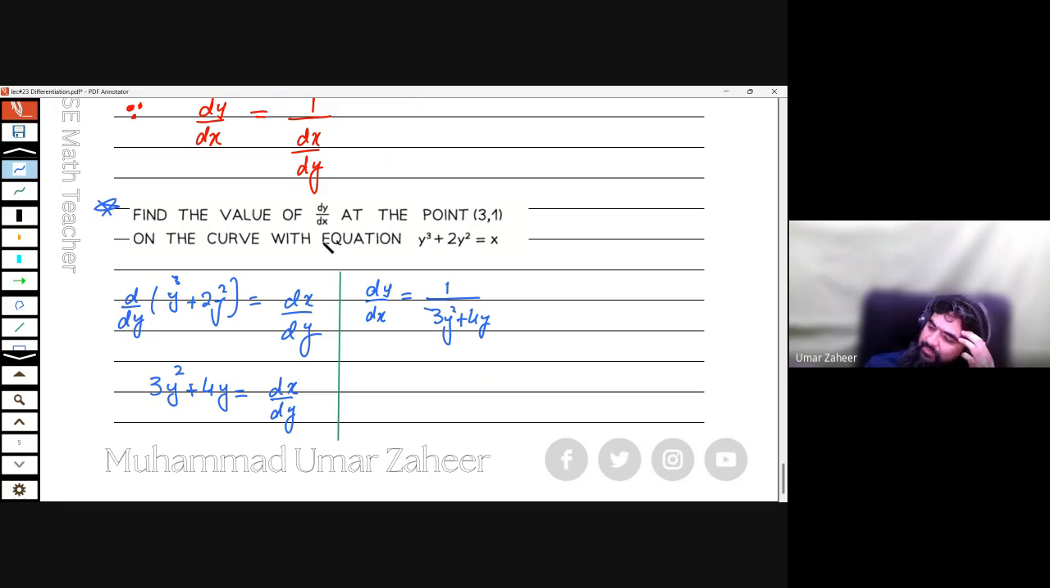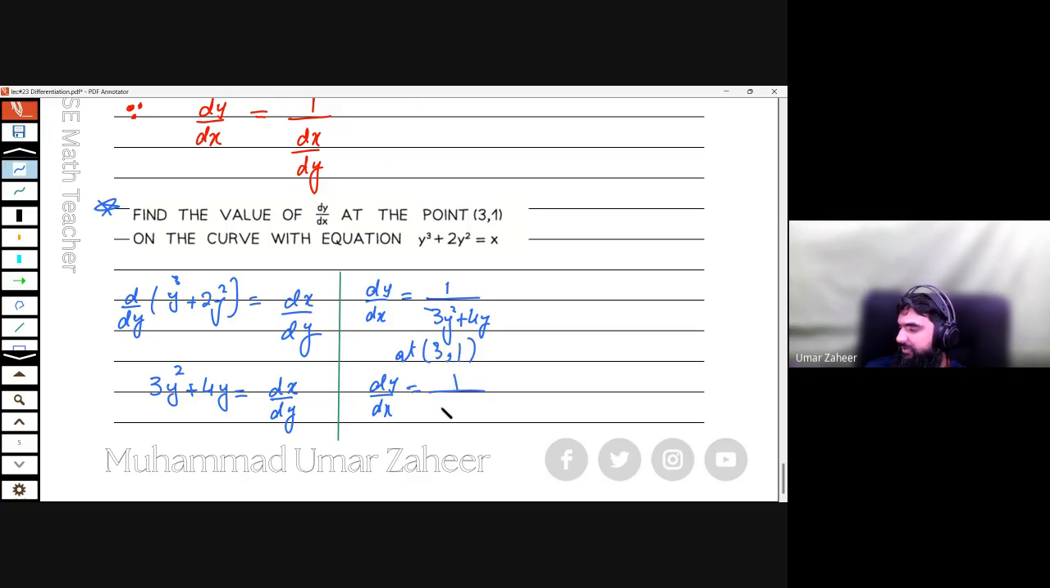Now he says that we have to find the value at the point (3, 1) on the curve with this equation. So the point is given. It means the value of y is 1. Be careful, mostly we substitute the value of x, but this function is in terms of y, so we have to substitute the value of y, that is 1, here.